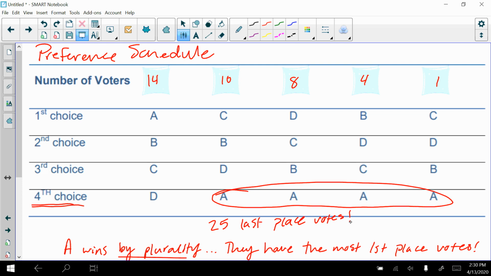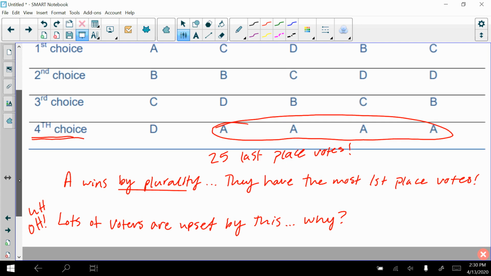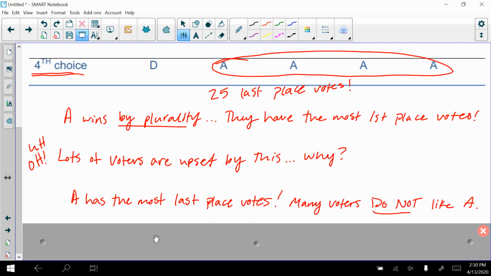That means 25 people said they wanted A dead last. They really don't want A. They would have anybody else win other than A. That's why people are upset, because A has the most last place votes. Many of the voters, 25 in fact, do not like A.